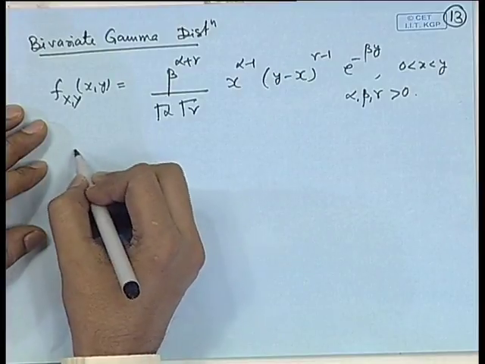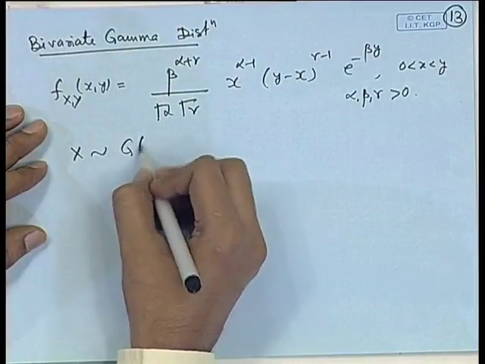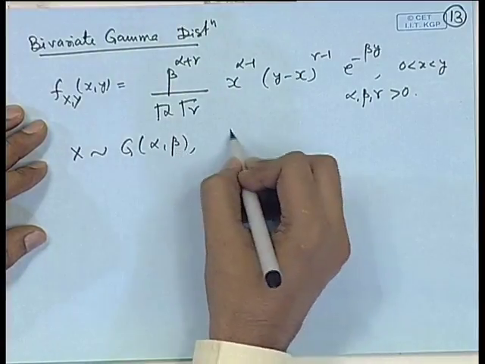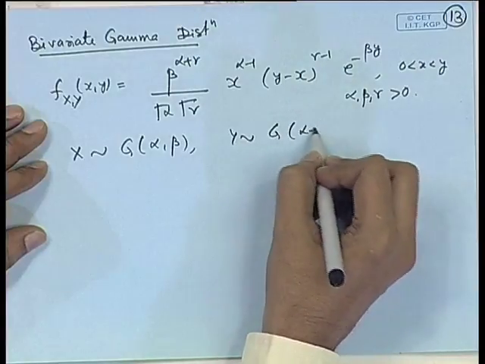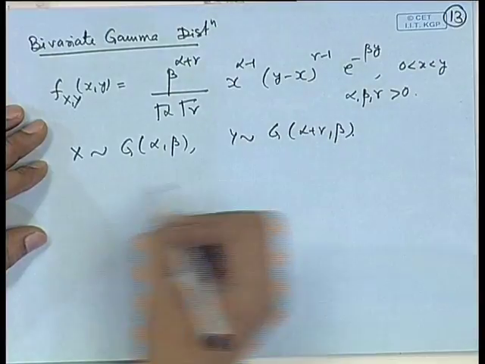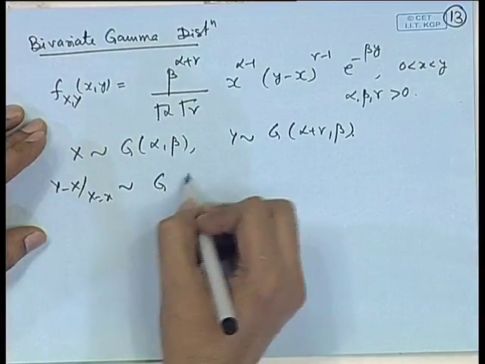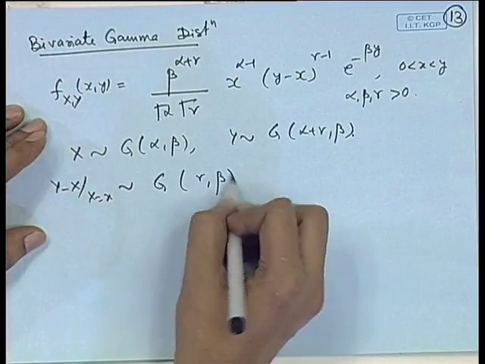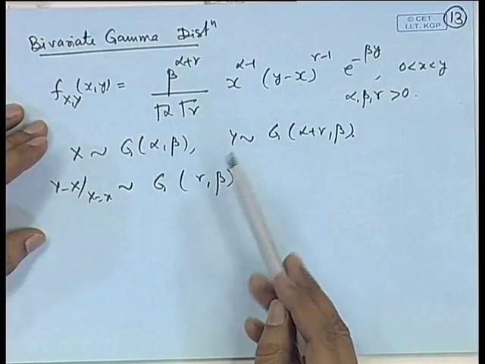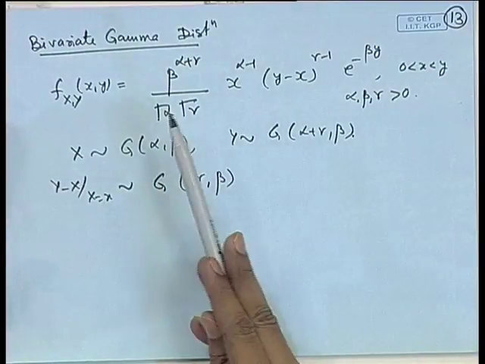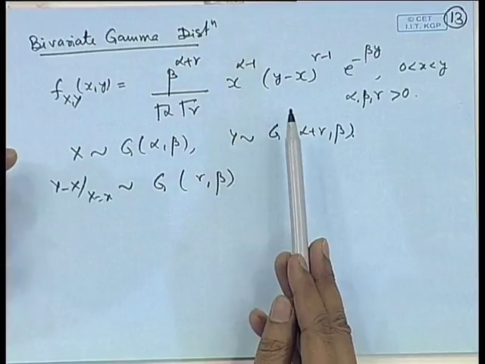Here if we see the marginals, x follows gamma(alpha, beta) and y follows gamma(alpha plus gamma, beta). Also y minus x given x follows gamma(gamma, beta). So, this is another generalization of a univariate gamma distribution to a bivariate gamma distribution.